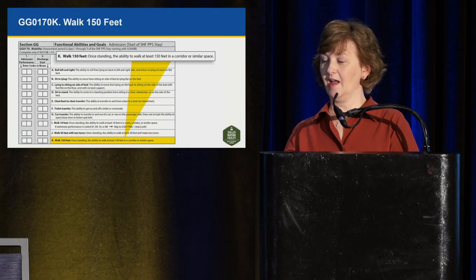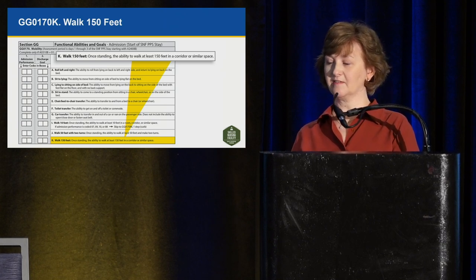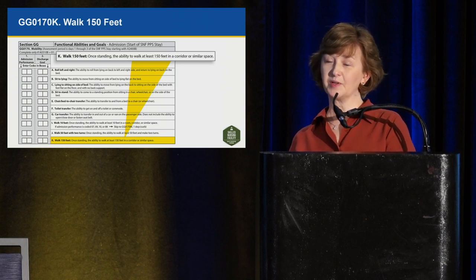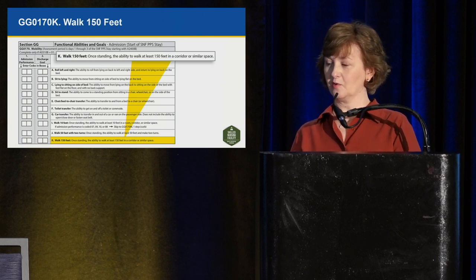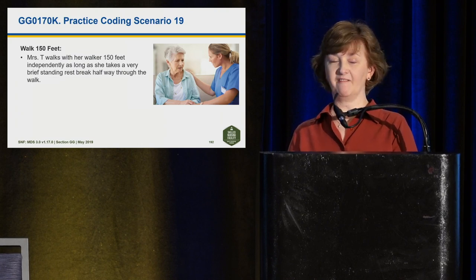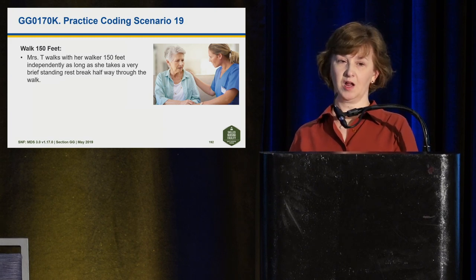So one of the next items related to walking is walking 150 feet. This is the longest distance. For this activity, again, the person is going to start in a standing position, and this refers to the ability to walk 150 feet in a corridor or similar space. For practice scenario 19, we have Mrs. T, and she walks with her walker 150 feet independently as long as she takes a very brief standing rest break halfway through the walk.